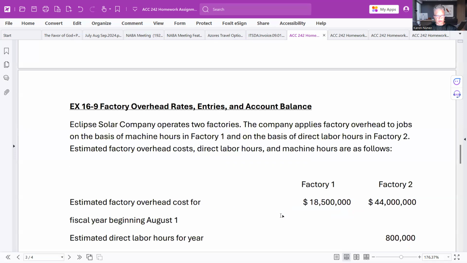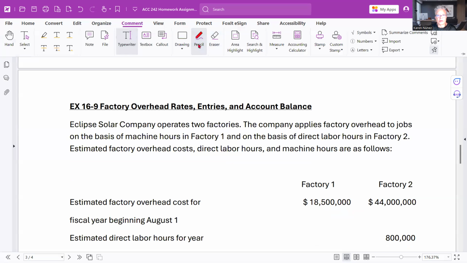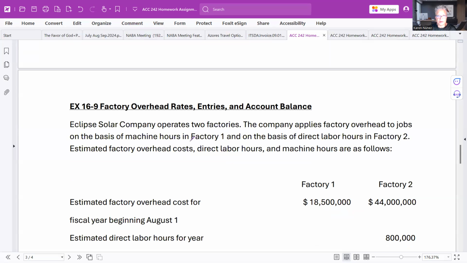Now, we're going to add a little bit of complexity here. The complexity here is that we have two factories. And for these two factories, we need to apply the overhead to the jobs. For factory one, we're going to apply the overhead based on direct labor hours. And then factory two is going to be based on machine hours.